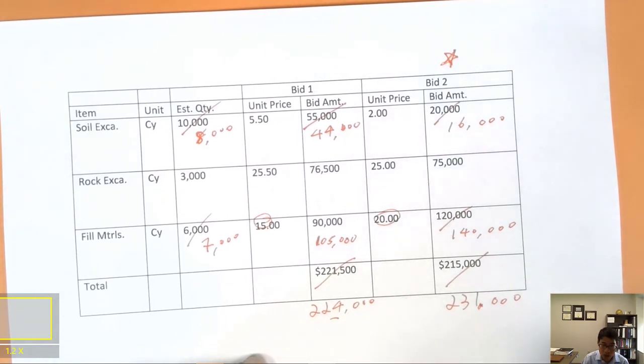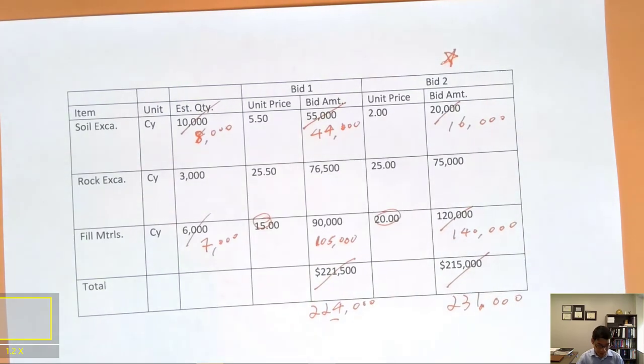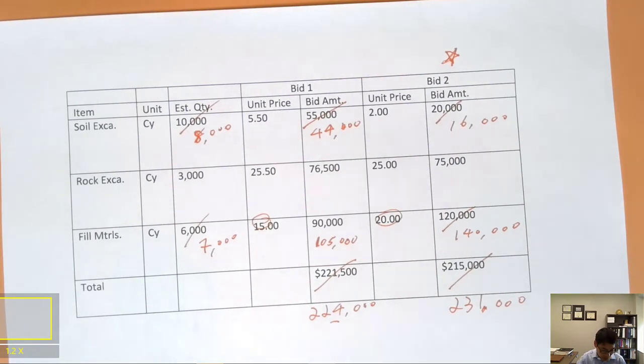Again, as I already mentioned in class, unbalanced bid is an unethical practice that can potentially disqualify the bidder from participating in the work. All right, so that's the basic introduction of an unbalanced bid. Hopefully you learned something new about unbalanced bid.